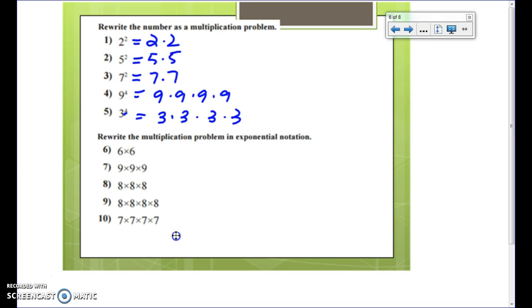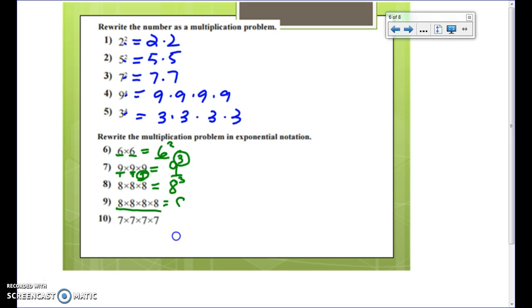Okay, the exponent tells you how many times you're multiplying the base by itself. And then vice versa. 6 times 6 would be the same as 6 to the 2nd power. Okay, 9 times 9 times 9 would be like 9 to the 3rd power. The number being multiplied changes into the base. The exponent is the number of times you have the base. 1, 2, 3 times.